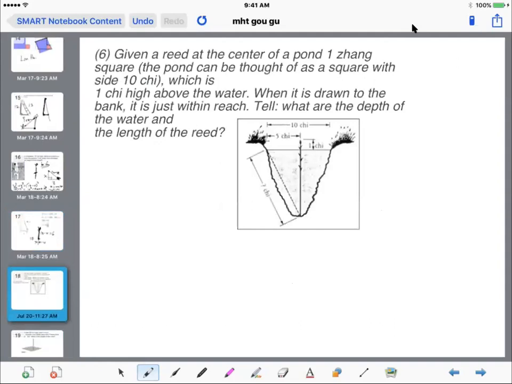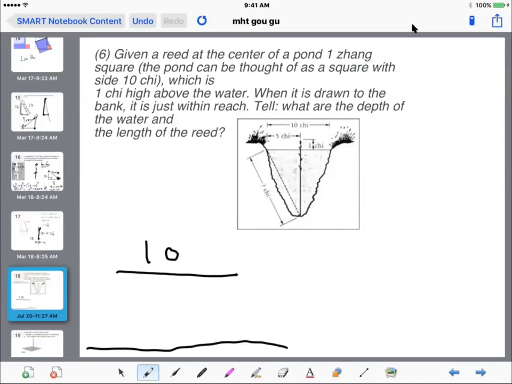Okay, here's question 6. Question 6 says, this is another great question. You have a reed at the center of a pond, 1 zang square. In their units of measurement, chi is kind of like a foot, and a zang is like 10 feet. It's 10 chi. Now, here's what they're saying. We have this pond, which is 10 across. And we don't know how deep this pond is.